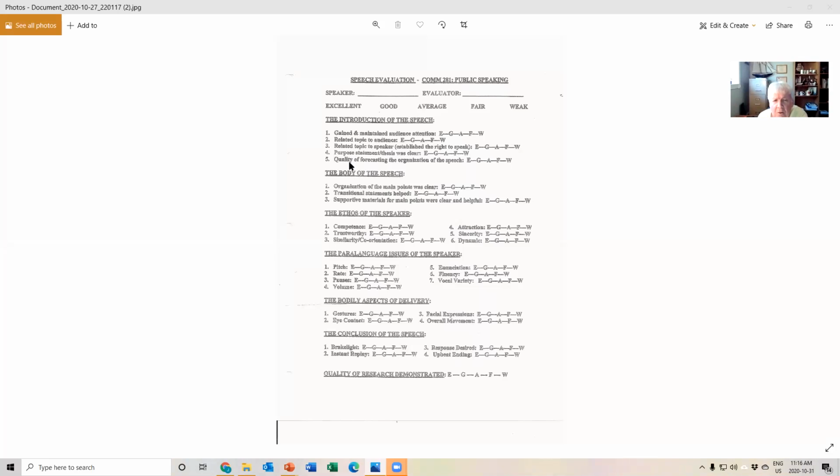They get that. Then the quality of forecasting the organization of the speech: what this does is it's basically making sure the audience knows that you have organization. So for you to say, in light of that, there are two or three major thoughts we're going to look at. First, the impact of smoking, and secondly, the means by which we can reduce or eliminate smoking. Whatever the main points are, the audience knows where you're going. So this introduction is a very important area in the speech.